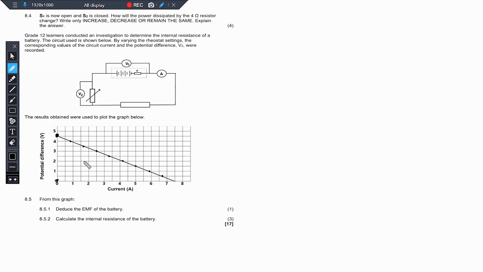But first we need to get the interval of this graph here. Looking at this, we have 0 and then 2 blocks, then 1. So if we want to find the interval, we can simply say 1 divided by how many blocks were jumped in order to get to 1. It's 2, so that's 1 over 2, which gives us 0.5. So our interval here is 0.5. That's 0, 0.5, 1, 1.5, 2, 2.5, like that. Which means the value at this point has to be 4.5. So the EMF, in other words, for 8.5.1, has to be 4.5 volts, right? It's easy as that.